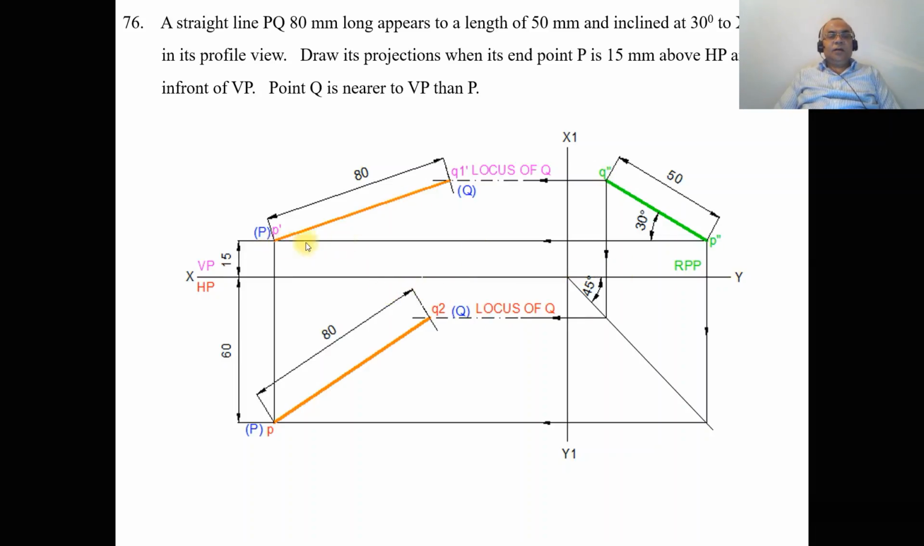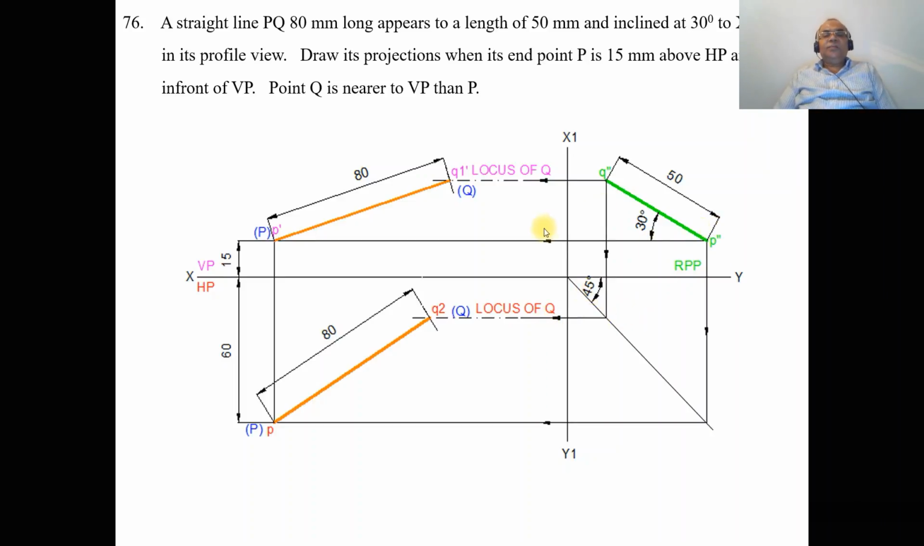So you take the furthermost point from the X1Y1 line, consider any point and draw a vertical projector, so that you mark this point as P dash and this point as P, and similarly P dash in the front view as well as P in the top view. Once you get this, we now have the locus of Q in the front view as well as in the top view.